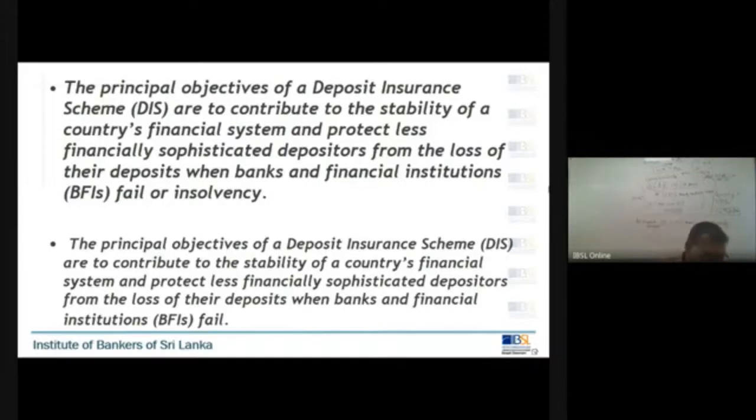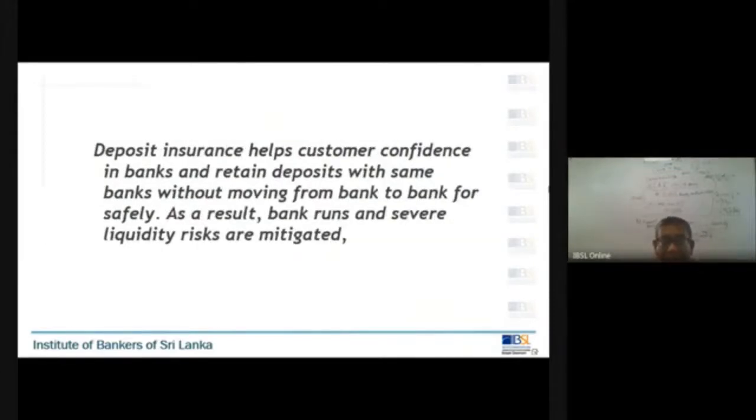Remember? Right, okay. So this is some added value to protect the customers. Deposit insurance gives customers confidence in banks, and they retain deposits with the same bank without moving from bank to bank for safety. So this facility is beneficial; otherwise customers would be moving from bank to bank, because this facility is given to all the banks.